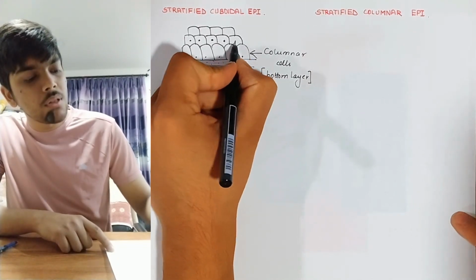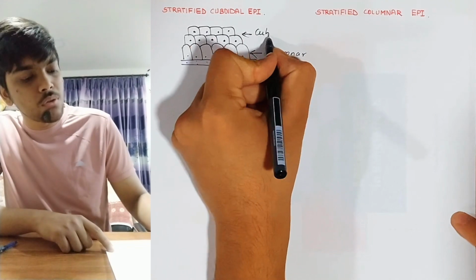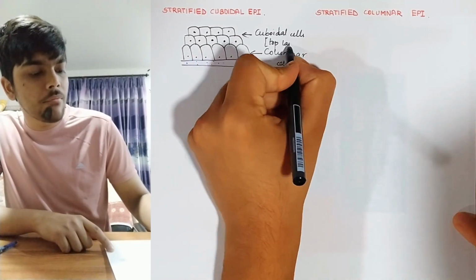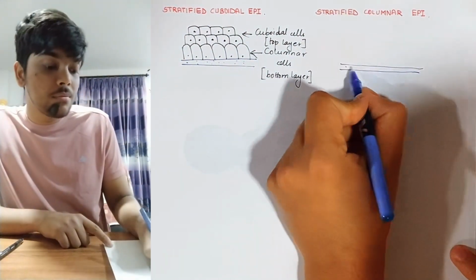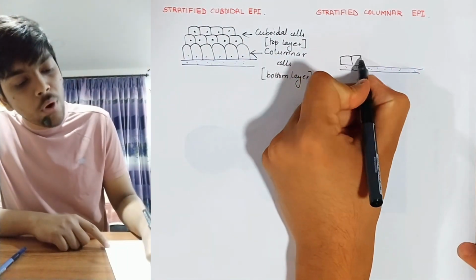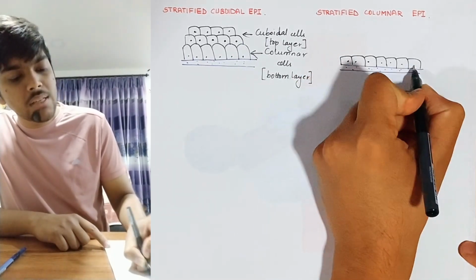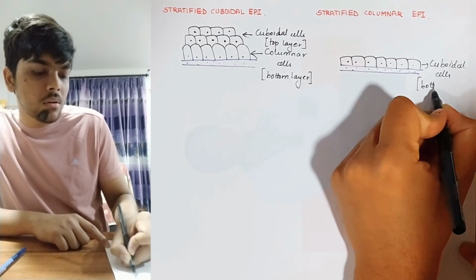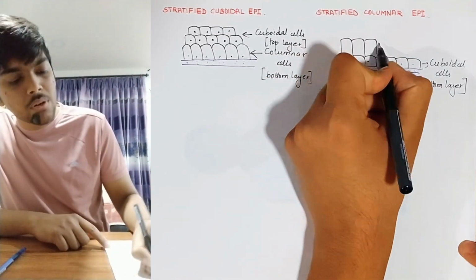So since the top layer consists of cuboidal cells, this particular stratified epithelium is known as stratified cuboidal epithelium. So there's your cuboidal cells forming the top layer. Side by side, let's draw stratified columnar epithelium. So there's your basement membrane. On top of the basement membrane, the cells are actually cuboidal. So these cuboidal cells, they form the bottom layer of stratified columnar epithelium. And on top of these cells are present your columnar cells in multiple layers.